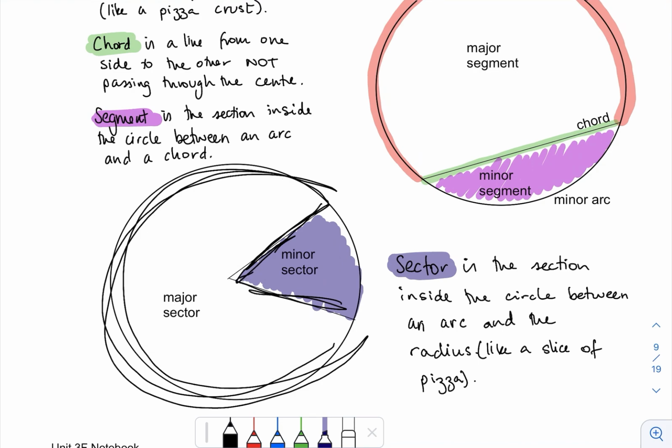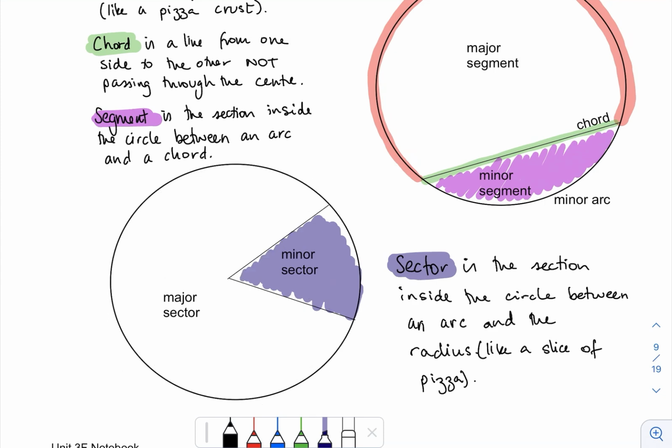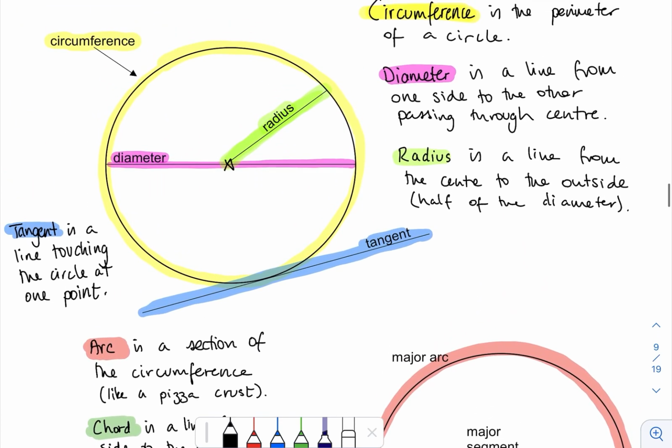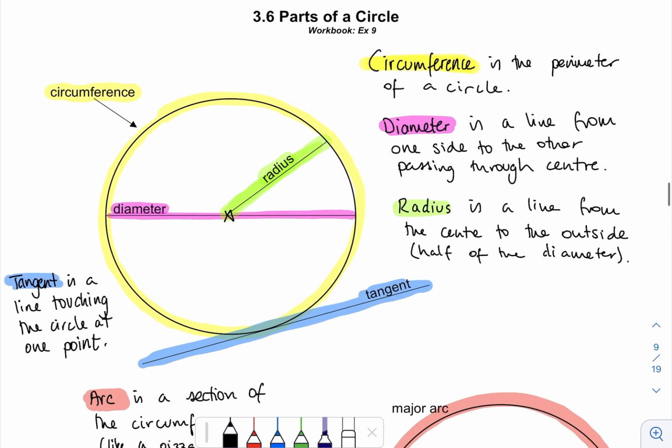Okay, now for a lot of this, you don't need to memorize the definition as such word for word, but you do need to be aware of what each section, each part of the circle is, because there'll be many references throughout the exam paper or questions.